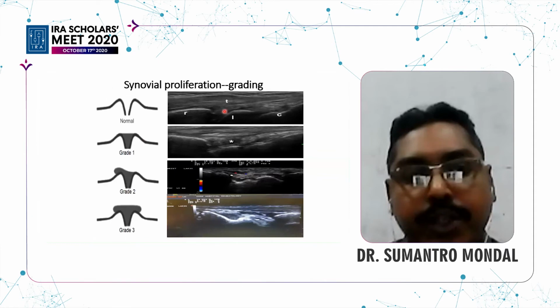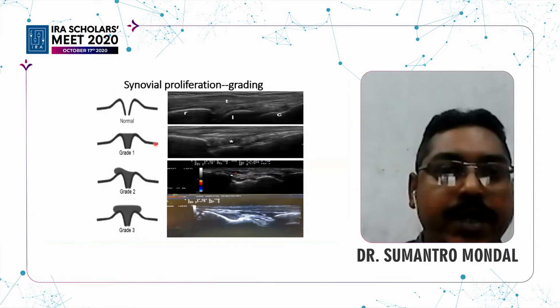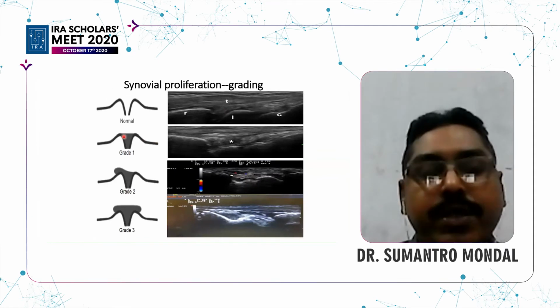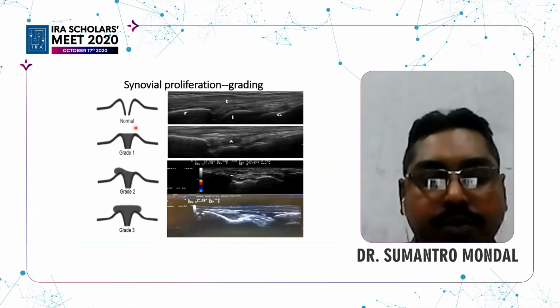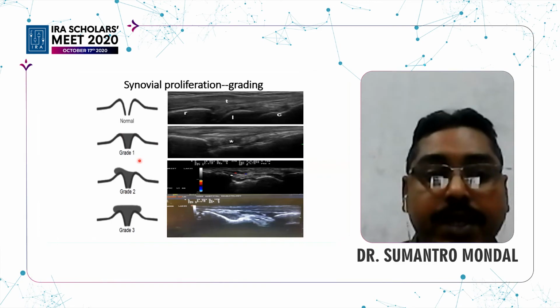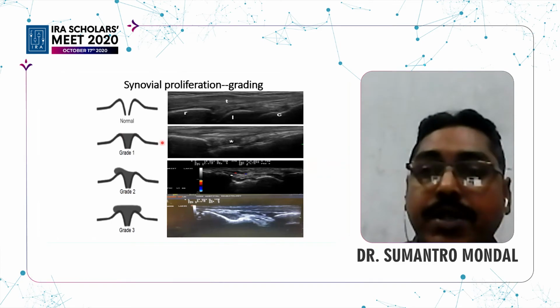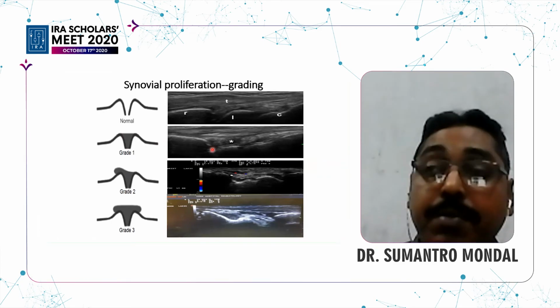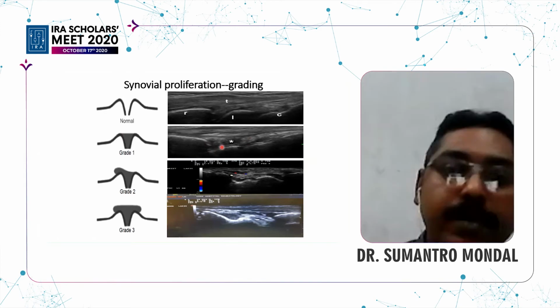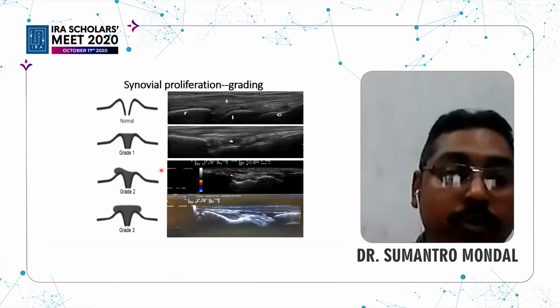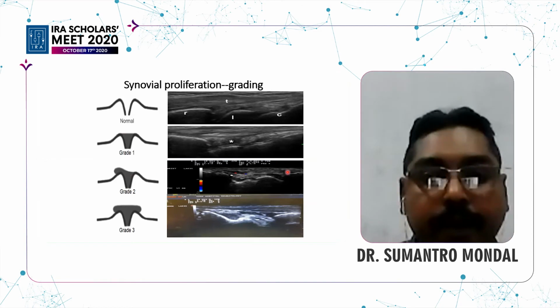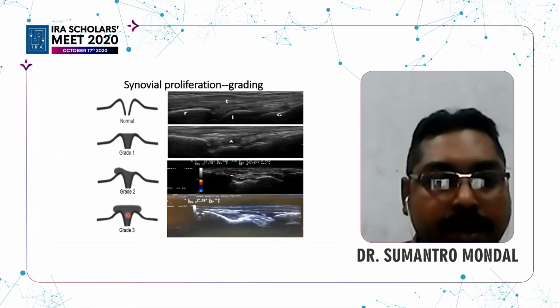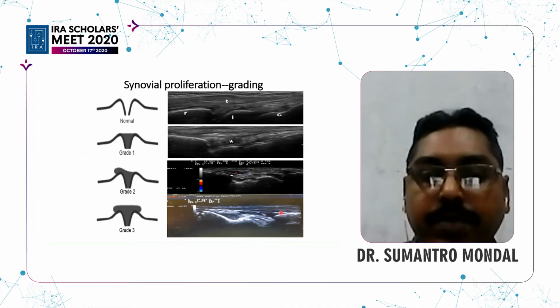In a normal joint, you cannot visualize a synovium. A grade 1 synovitis is just the filling of the two articular tips, but not bulging over it. And it is important to remember that grade 1 synovial proliferation can be present in a significant proportion of normal persons also. A grade 2 proliferation is that the synovium is bulging over the recess, and in grade 3 the synovium extends to both sides of the bones forming the joint.